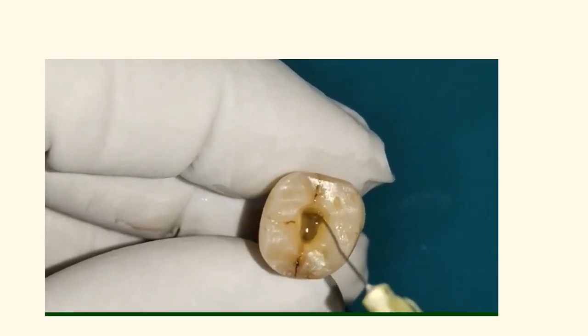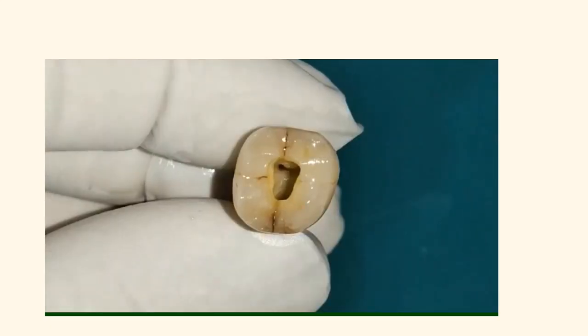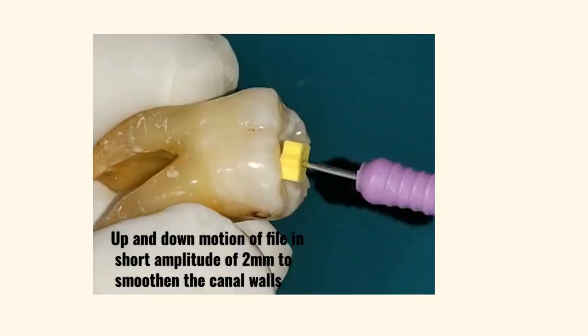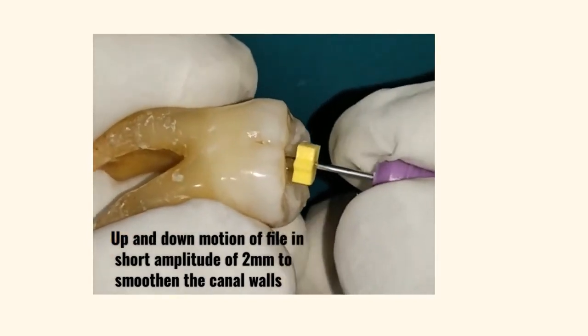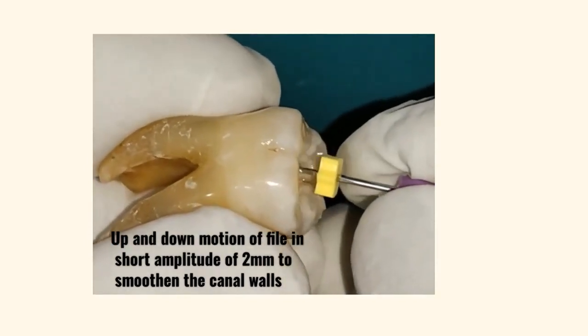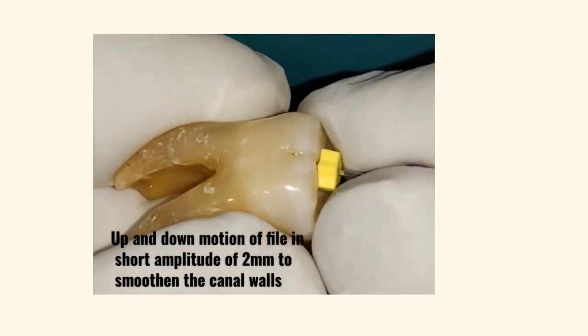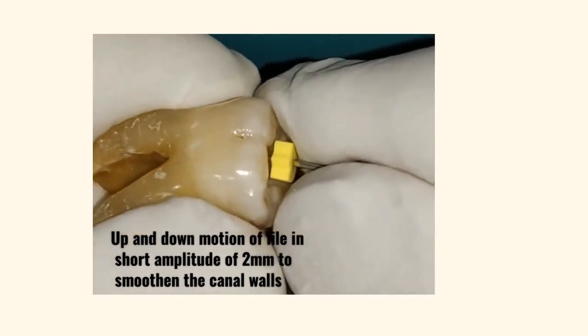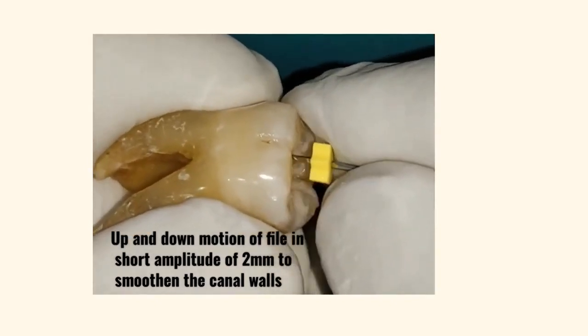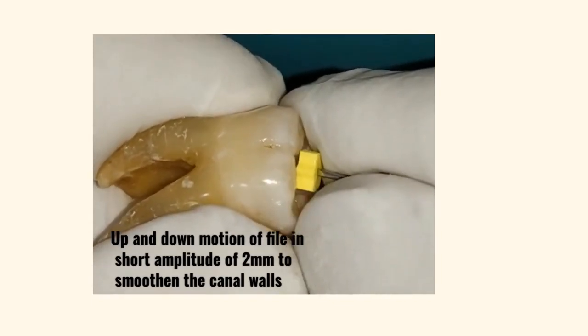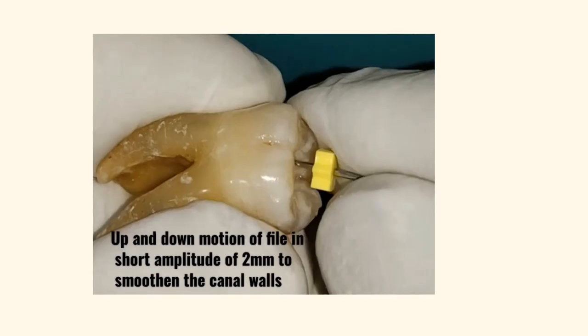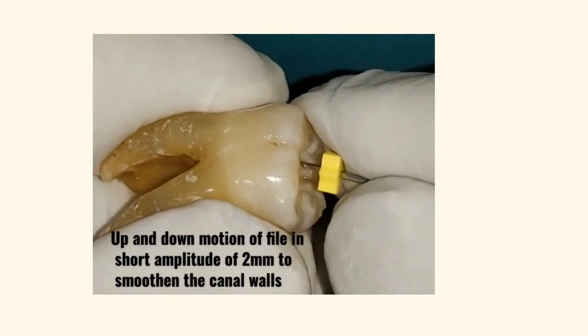Again irrigate the canal. This vertical in and out stroke of the file with increasing amplitude will smoothen the canal walls and free the file in the canal. If you feel that the file is too tight to do the up and down motion, then this is the trick. Squeeze the handle of the file in the fingers, rest the fingertips on the tooth, and this way you can have better control on the motion of the file.